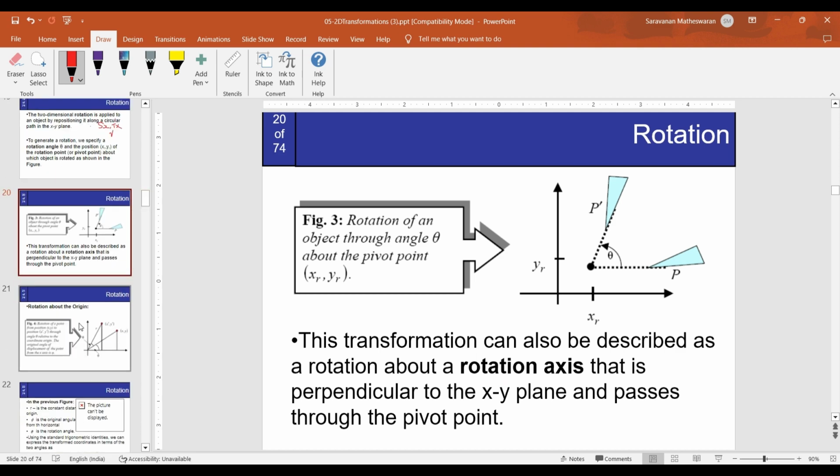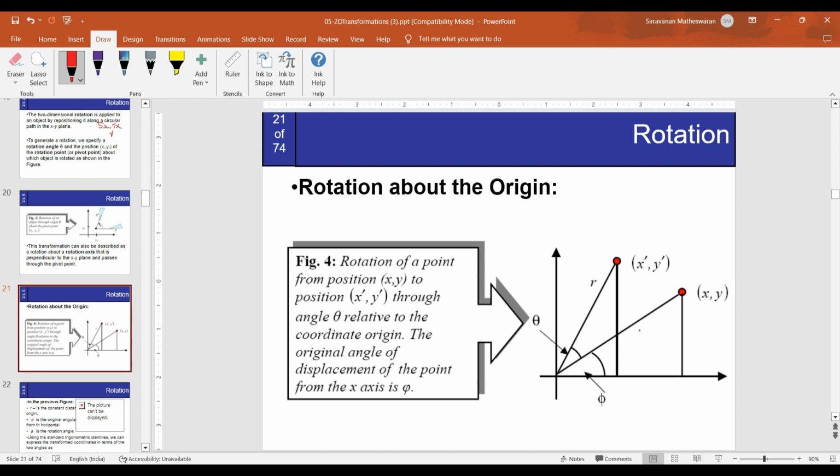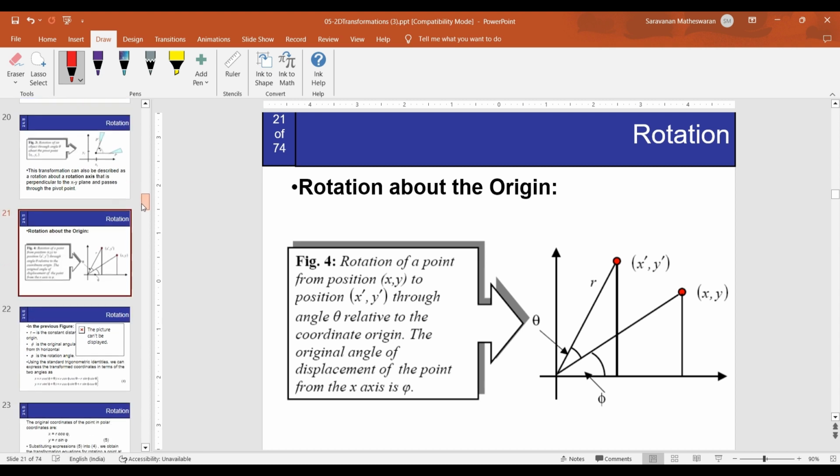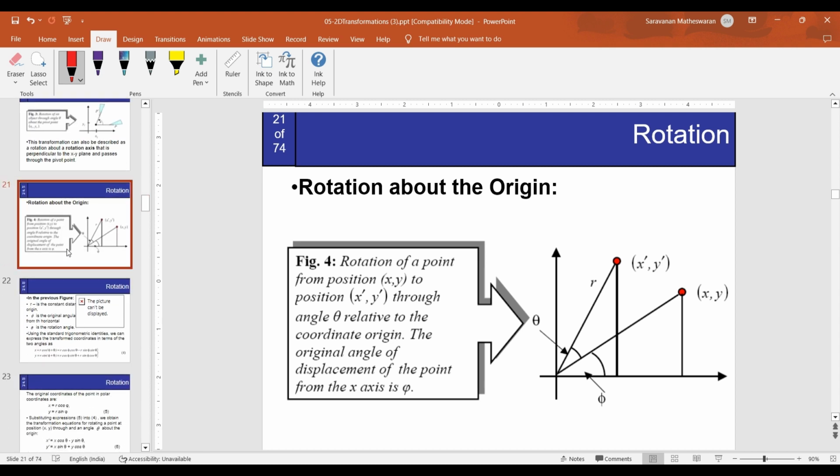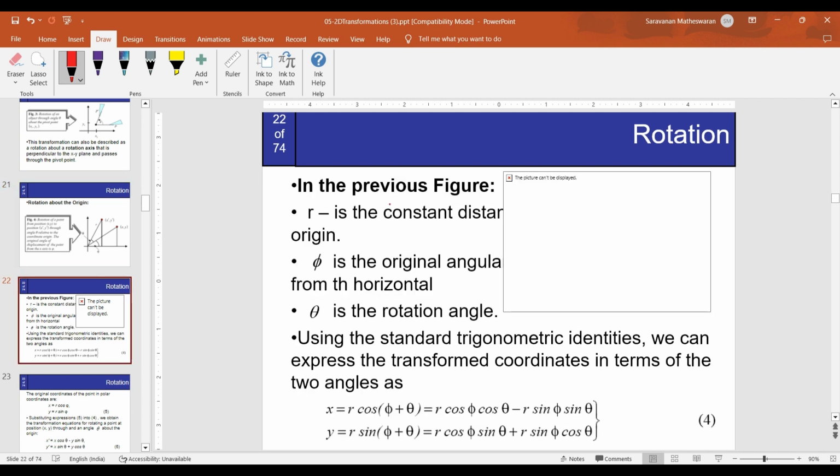Similarly, we can apply rotation to a point. When I give x dash comma y, we have to apply some angle. From the original angle, if you want to shift to another angle, you modify it with the rotation angle. The object is going to be modified and repositioned, but for a point it may not be possible to give the exact answer, whereas for a 2D object we can get the correct answer.